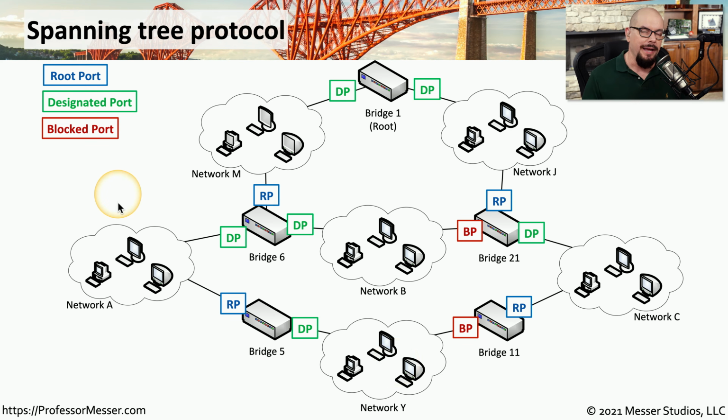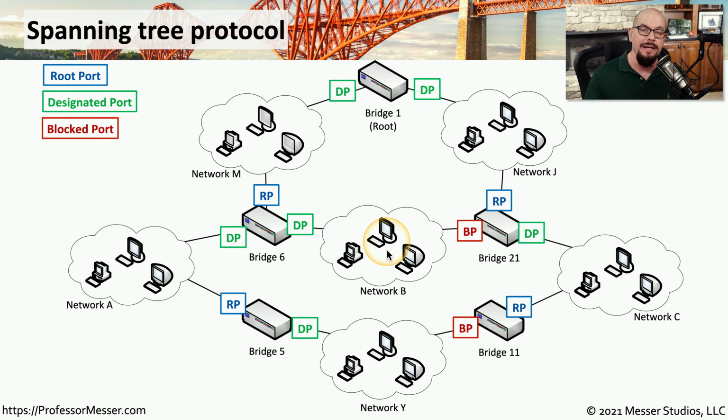Let's look at another communication on this network between network A and network B. You can see that this bridge has all 3 interfaces enabled. One of them is the root port closest to bridge 1 or the root of the network, and the other 2 are designated ports, so traffic can traverse all 3 of those interfaces. If network A wanted to talk to network B, it would simply communicate through bridge 6.